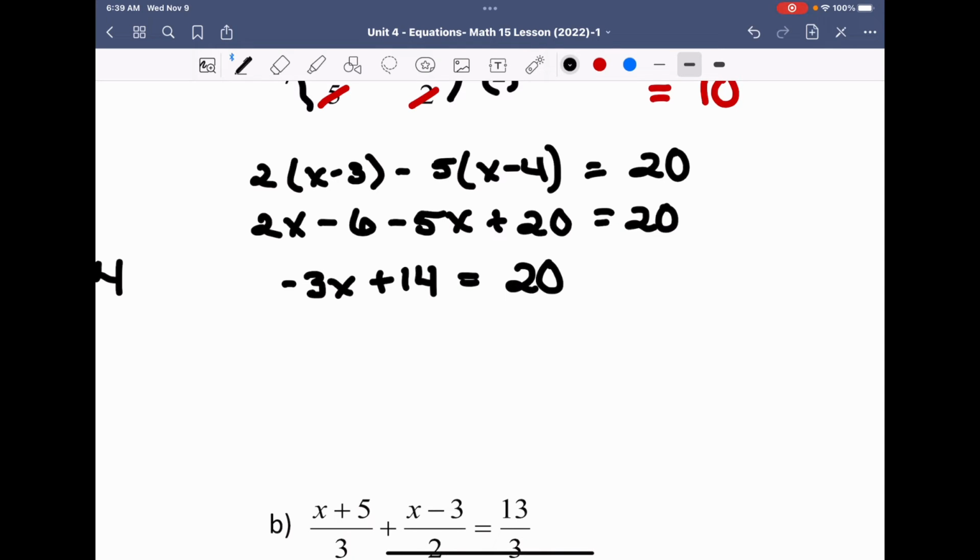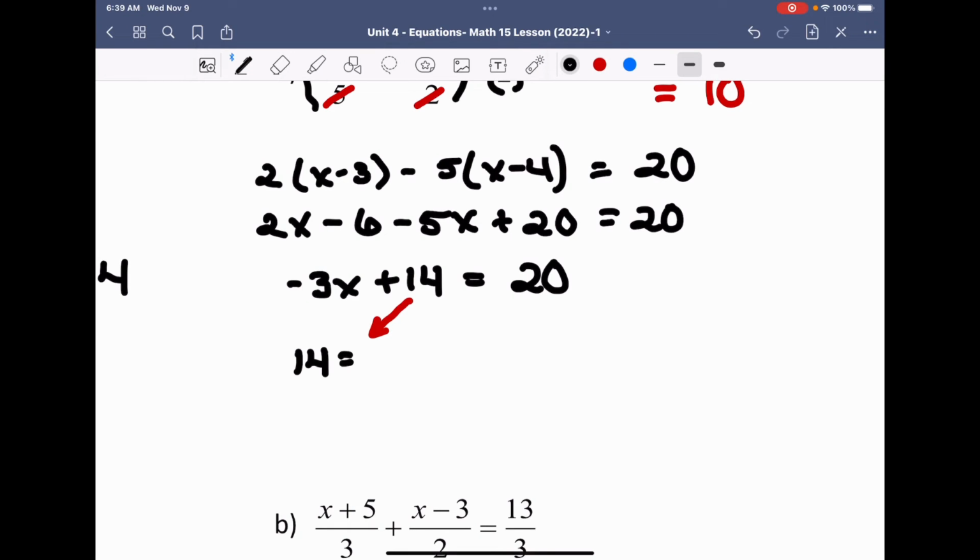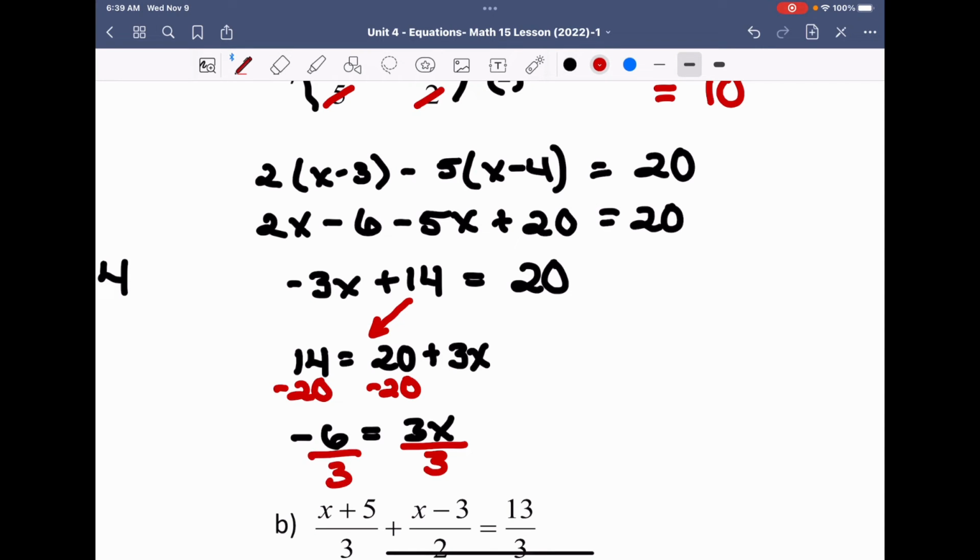Now, what I could do here is move my negative x's across to the right-hand side and then move my 14 across. So maybe I'll show the two methods, one in red and one in the other way. So if I want to show one method here, I could add my x's to the other side and be left with 14 is equal to 20 plus 3x. I could subtract away the 20 from both sides and therefore have negative 6 is equal to 3x, where I divide by 3, and therefore I get an x value, x being equal to negative 2.